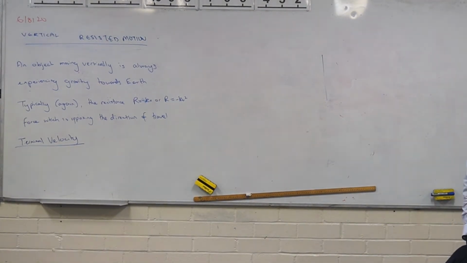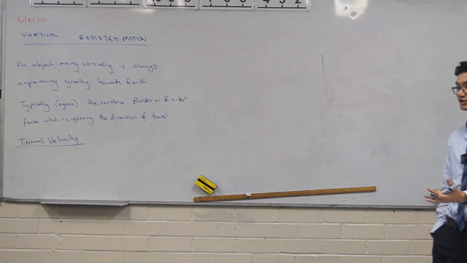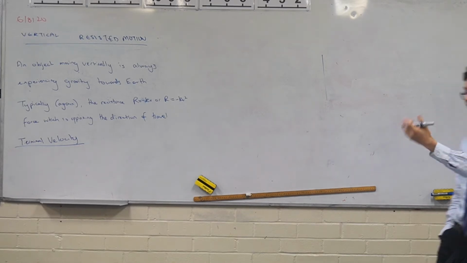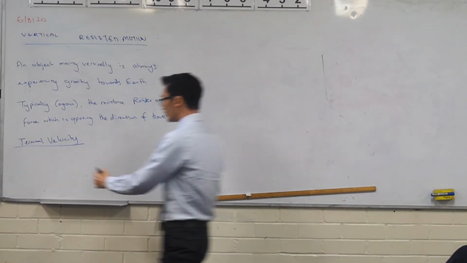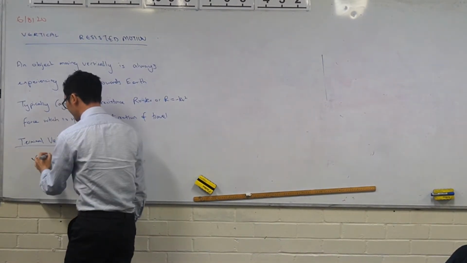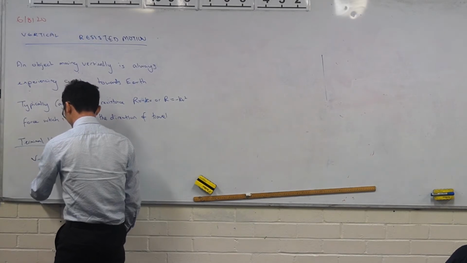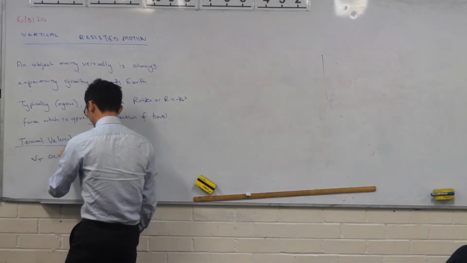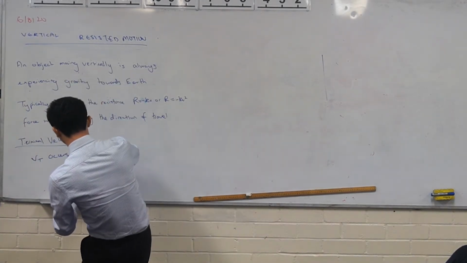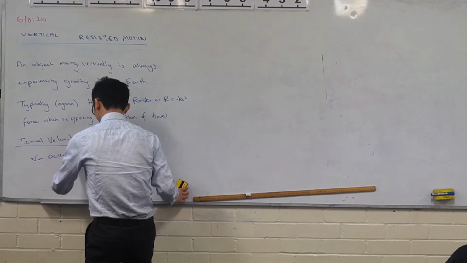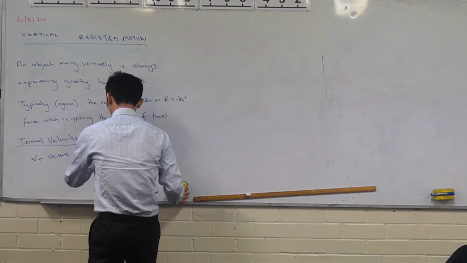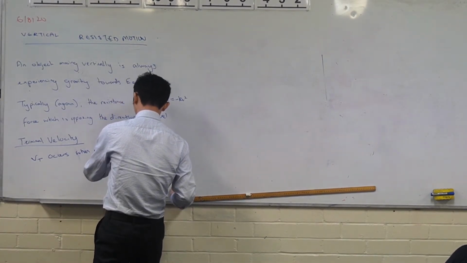Because if acceleration is the rate at which our velocity is changing, yeah, exactly right. Our acceleration has to be 0. So the terminal velocity, we usually call it v sub t, occurs when a is equal to 0 as t approaches infinity.